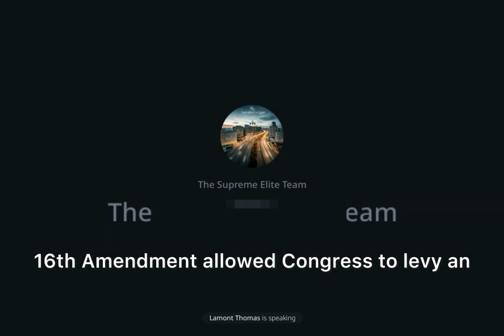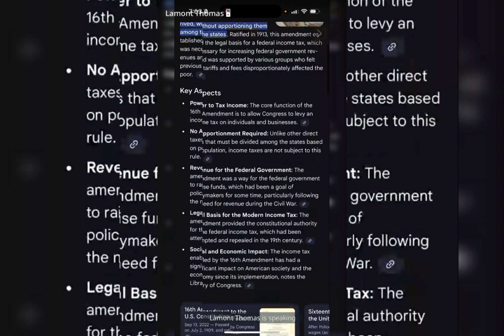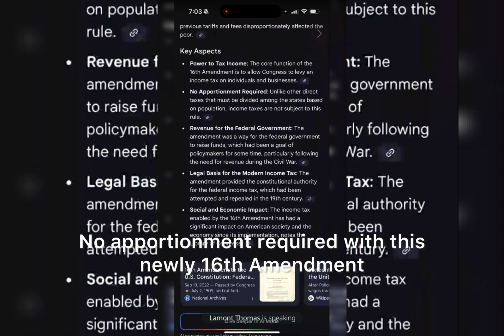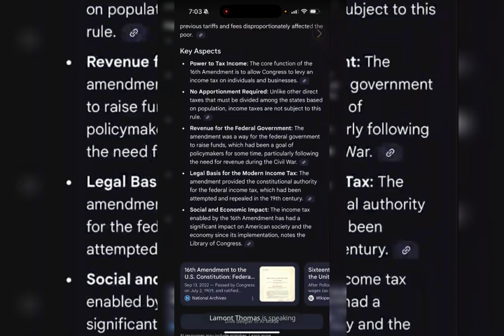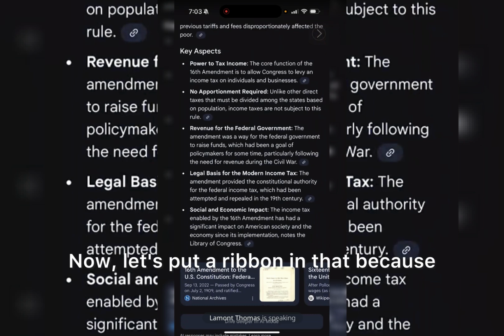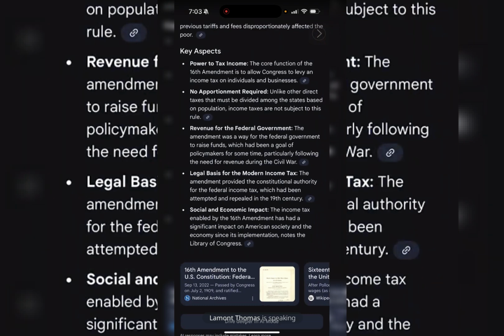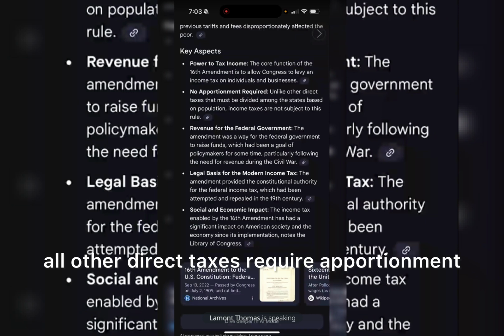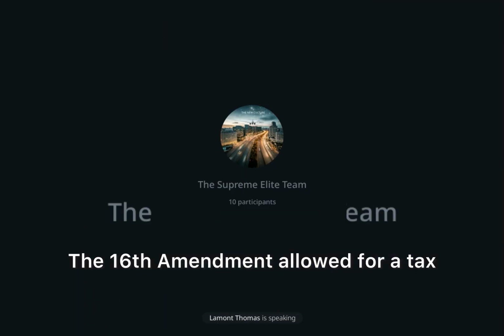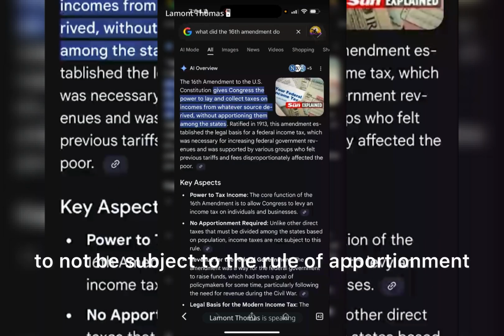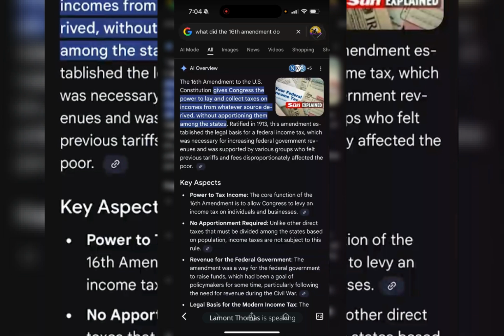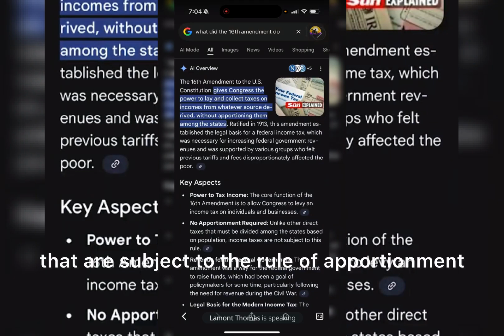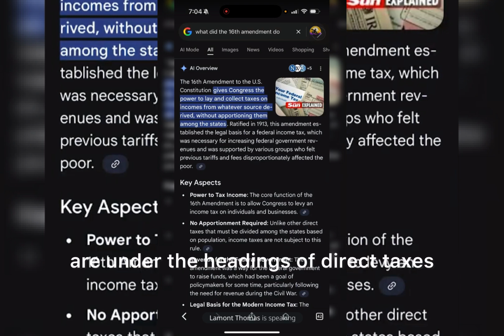The 16th Amendment allowed Congress to levy an income tax on individuals and businesses. No apportionment required with this newly 16th Amendment. Now let's put a ribbon in that, because all other direct taxes require apportionment. The 16th Amendment allowed for a tax to not be subject to the rule of apportionment. But all other taxes that are subject to the rule of apportionment are under the headings of direct taxes.